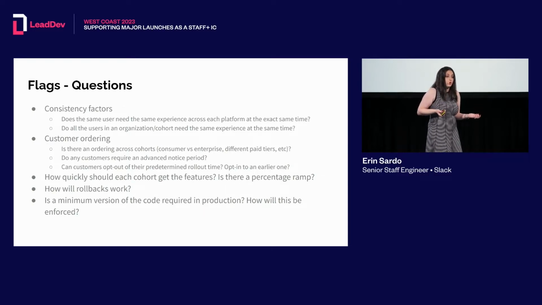How quickly does each cohort get one of these features? Some features are really risky. Some are not. The percentage ramps change.